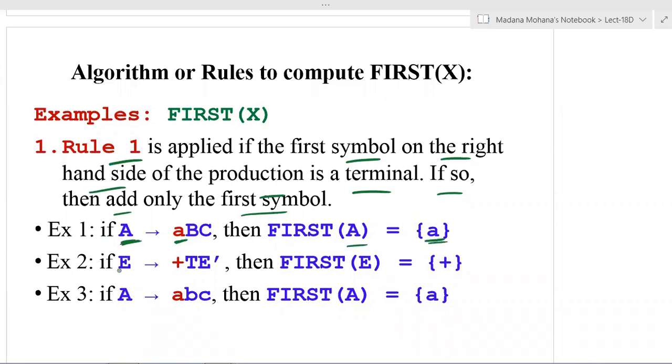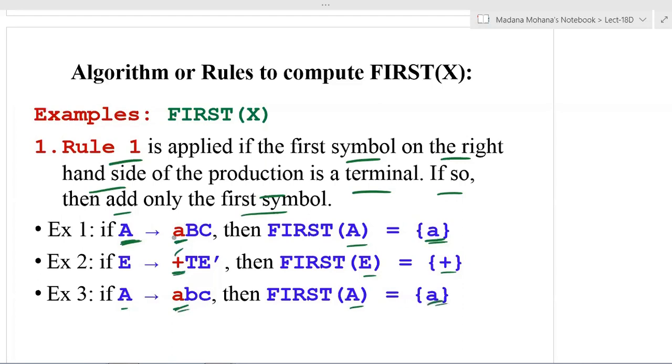Similarly, E derives plus TE dash. The right hand side of the derivation starts with plus. Therefore, first of E equals plus only. Another example: if A derives terminal a BC, then first of A equals the first terminal a itself.